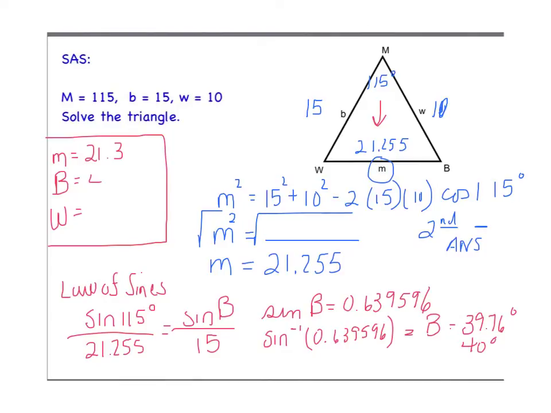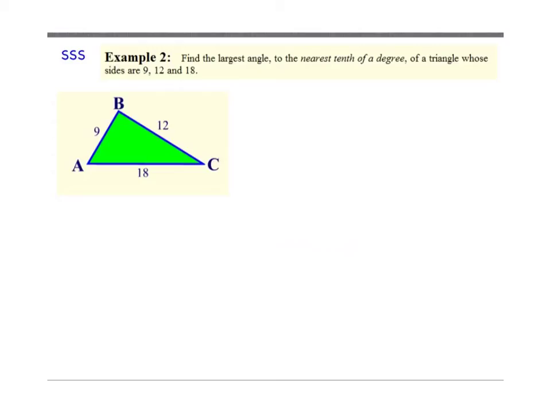And to find the third angle, I'm just going to do a simple subtraction. 180 minus 40 minus 115 degrees, and that's going to equal 25 degrees. And our triangle is now solved.